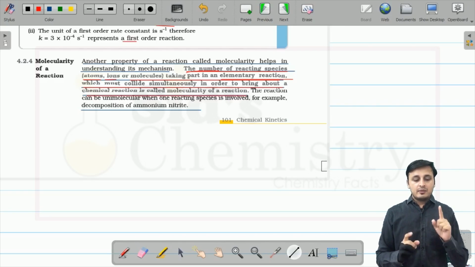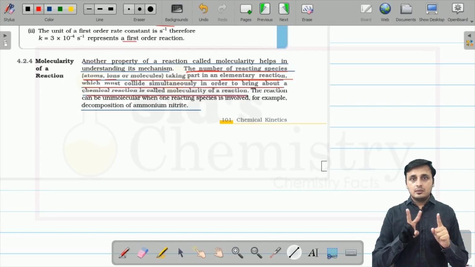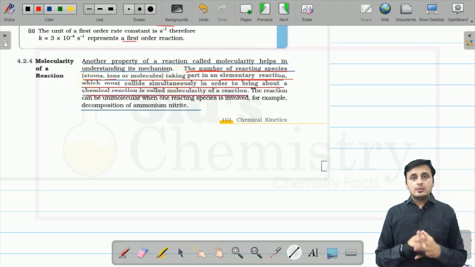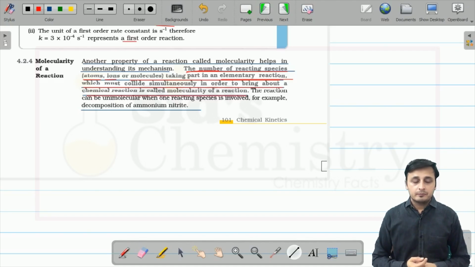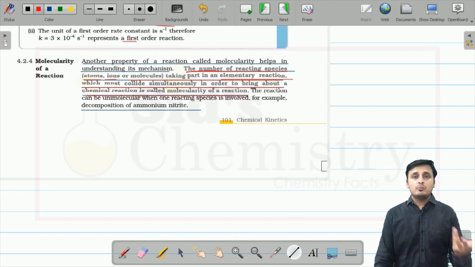For example, I have A, B, and C, three atoms or species or molecules, and they all collide together simultaneously, not one by one. They simultaneously collide to form a product. Then the molecularity of the reaction is termolecular or trimolecular reaction. So this is the molecularity of a reaction, and molecularity is more important when you are learning organic chemistry.